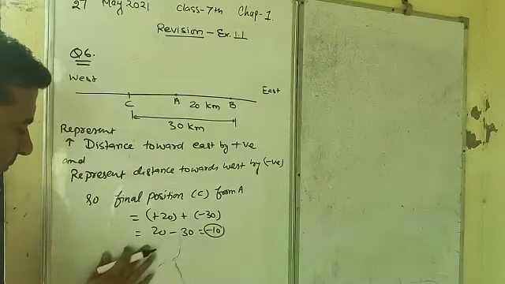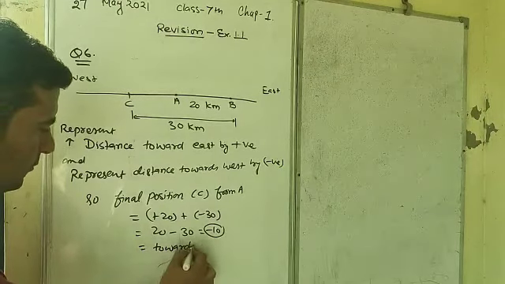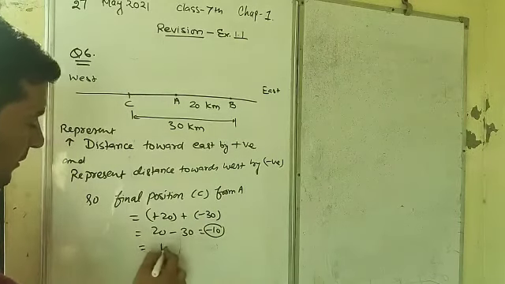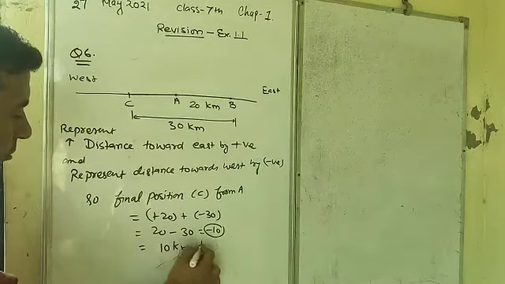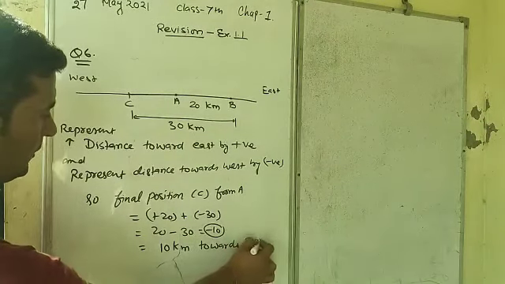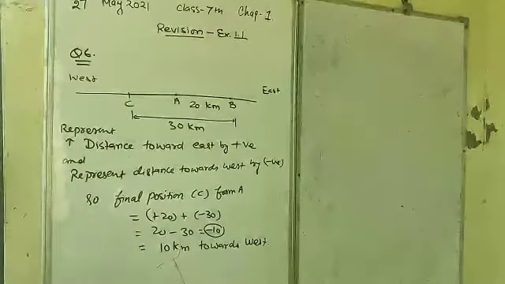So what we write here? We can write 10 kilometer towards west. Okay, so this is your question number 6. Clear? Now come to the question number 7.